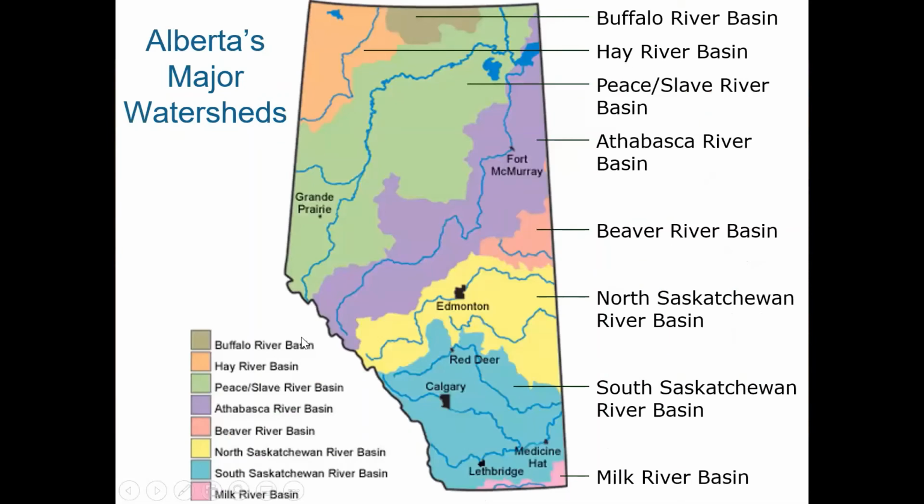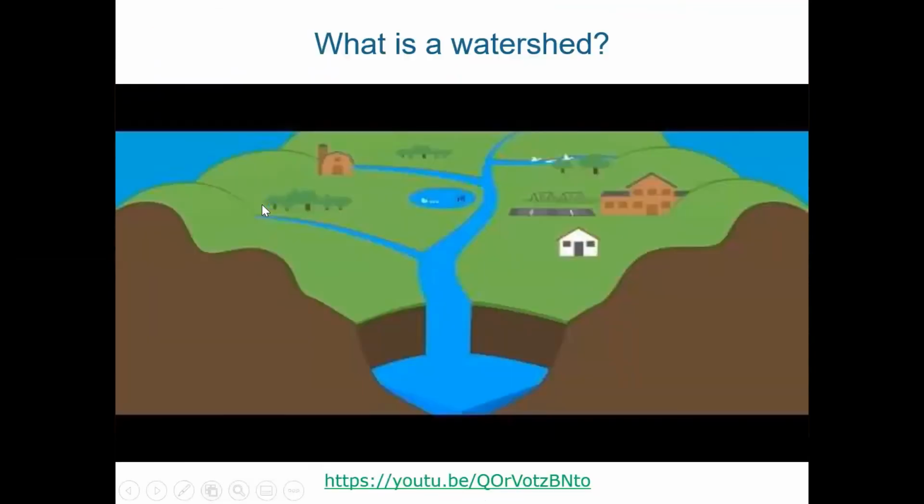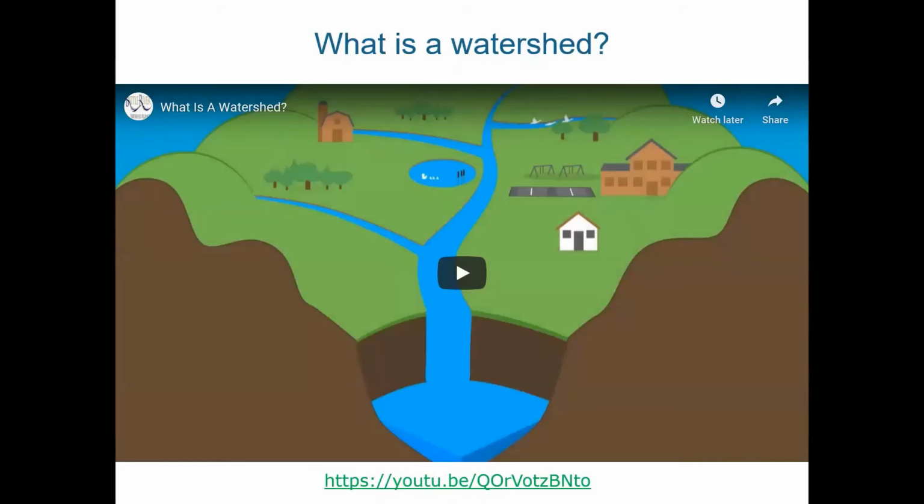One thing we talk about with rivers and the flow of water is watersheds. You can see this is showing all the major watersheds in Alberta. I have a little video here for you. If you don't know what a watershed is, it explains it very nicely. It's about 1 minute, so I'm going to play that right now.